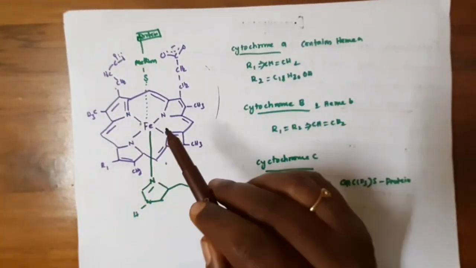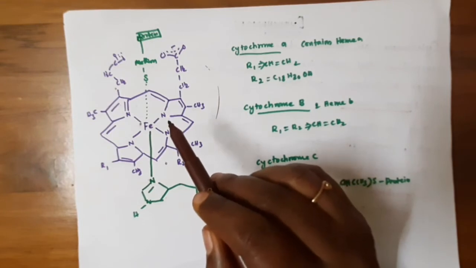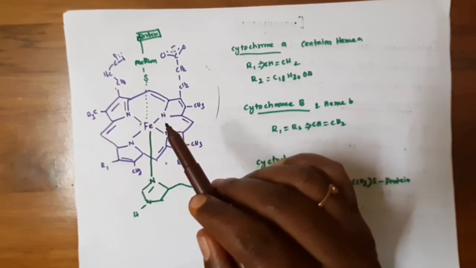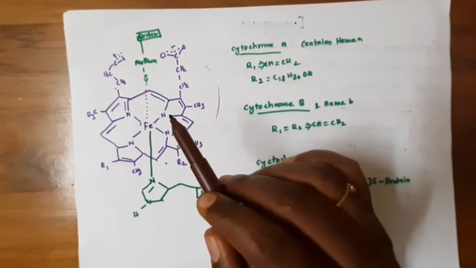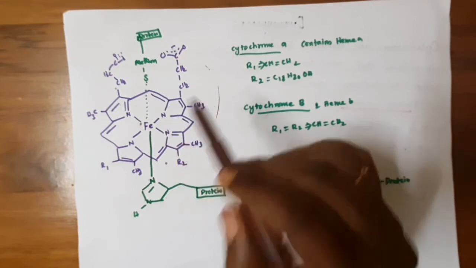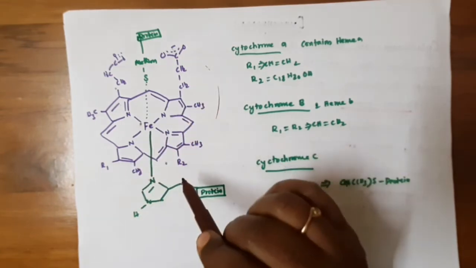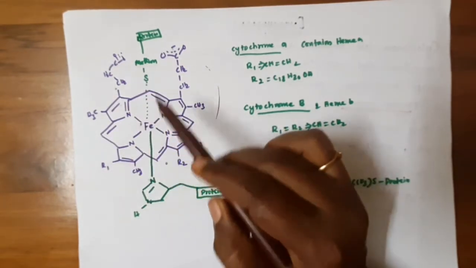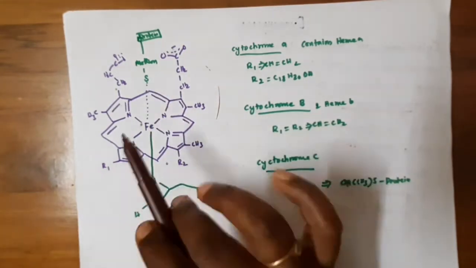In hemoglobin, the sixth position is bound by the oxygen, while in the absence of oxygen it is loosely bound by a water molecule. As soon as the oxygen enters, the loosely bound water molecule is replaced by the oxygen atom. But here in cytochromes, both the fifth and sixth coordination sites are tightly bound, so they cannot be replaced by any other ligands.